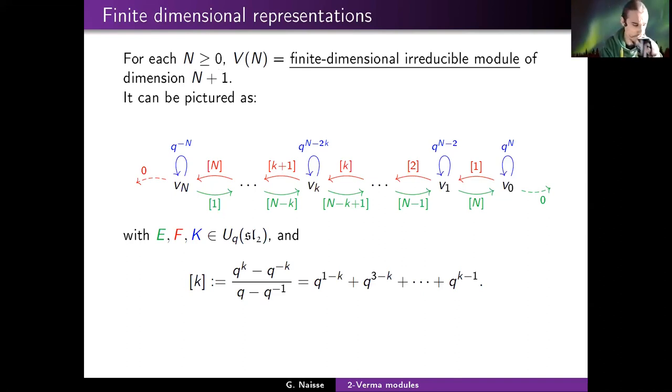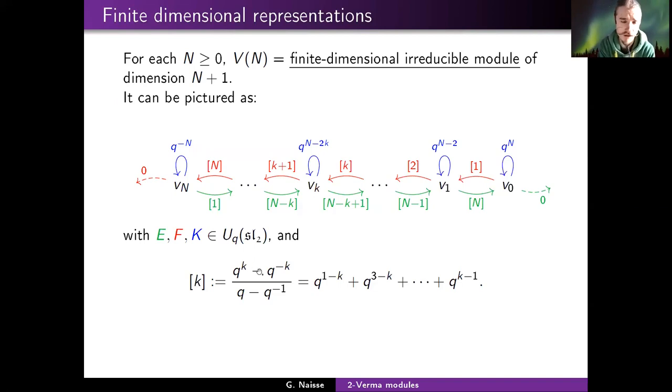And then I just need to specify the structure constants. So how E, F, and K of my quantum group will act. So K will simply act by multiplication by some coefficient, so q to some power. And E and F will increase or decrease the index of my basis element. So F will send v0 to v1 and then v1 to v2, and so on. And E will decrease. And while doing so, it also multiplies by some coefficient. And these coefficients are quantum integers.